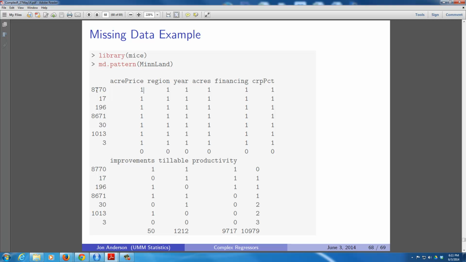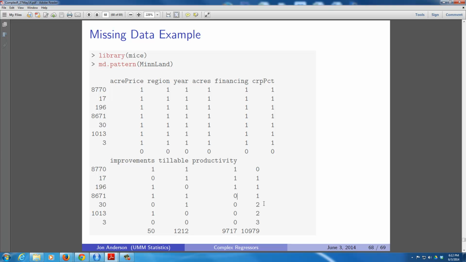So there are 8,770 rows in the data frame that have no missing data. There are 17 rows, this next row, where the variable improvements has missing values. So there's one variable with missing data, improvements, and there are 17 cases where that's the case. There are 196 rows in the data frame where the tillable variable has missing observations. There are 8,671 rows in the data frame where the response, productivity, is missing.